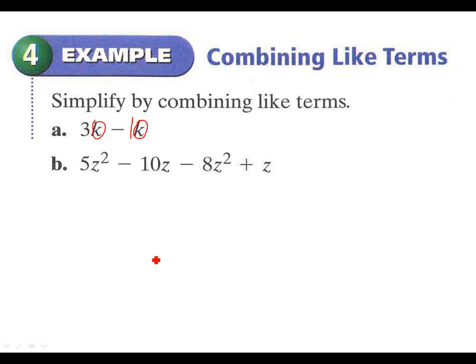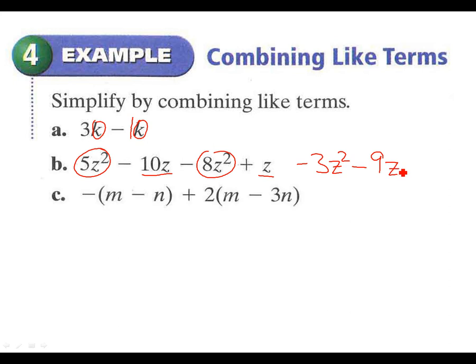All right, so let's look at our like terms here. In this case, z squared and z squared are what I see. So 5 minus 8 is negative 3, and we keep the variable z squared. And then z and z, it's a negative 10 and a positive 1, so that's negative 9.